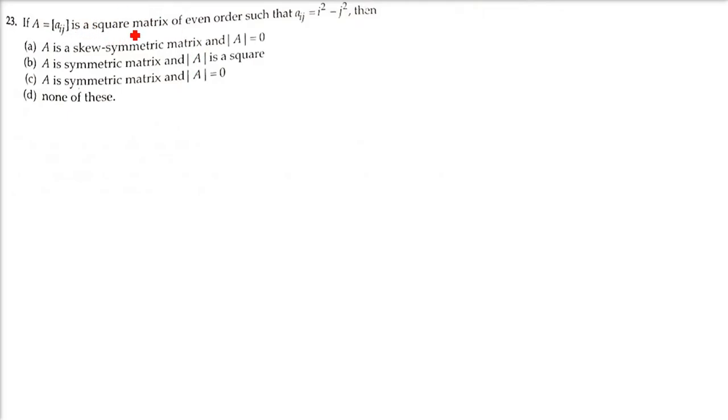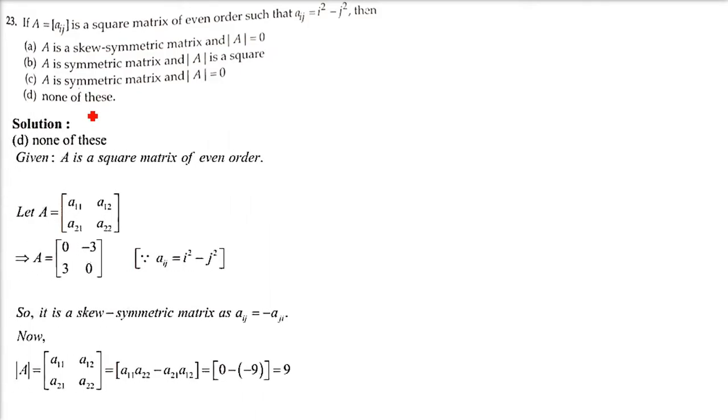If Aij is a square matrix of even order such that Aij equals i square minus j square. Now you'll see that part of the options are correct, but the answer is D. How? First of all, the order is even: 2 by 2, 4 by 4, and 6 by 6 like this. So let us take the example of 2 by 2.